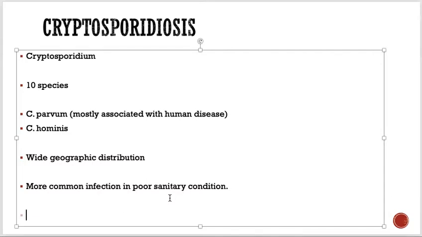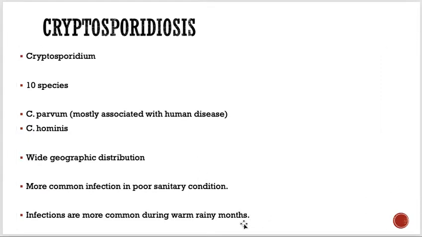And infections are more common during warm, rainy months. So simply, nowadays there are too many rains and the weather is warm, so this is the time when the infections are more, or you can say before the winter when there is too much rain.